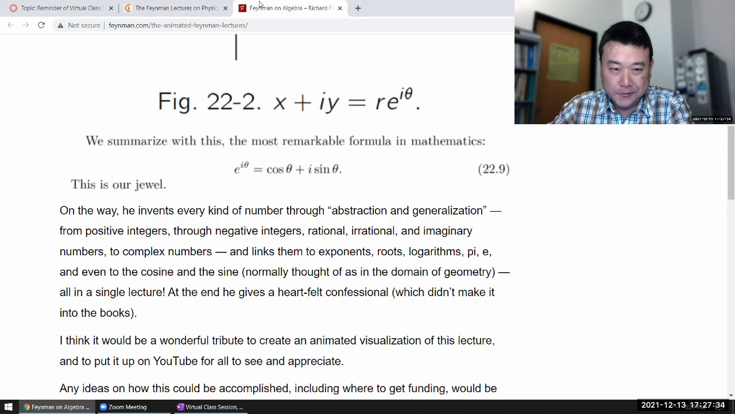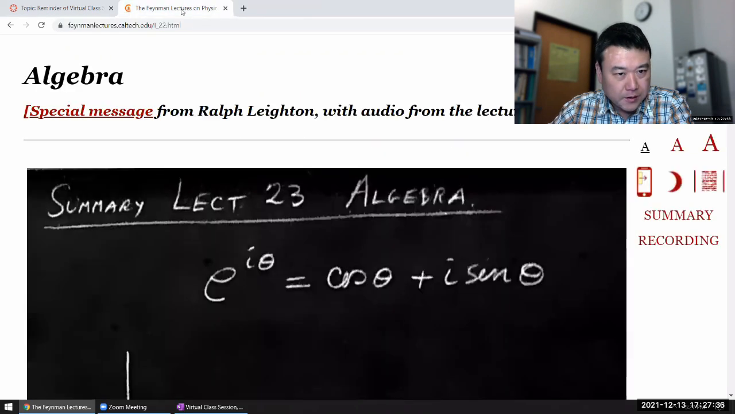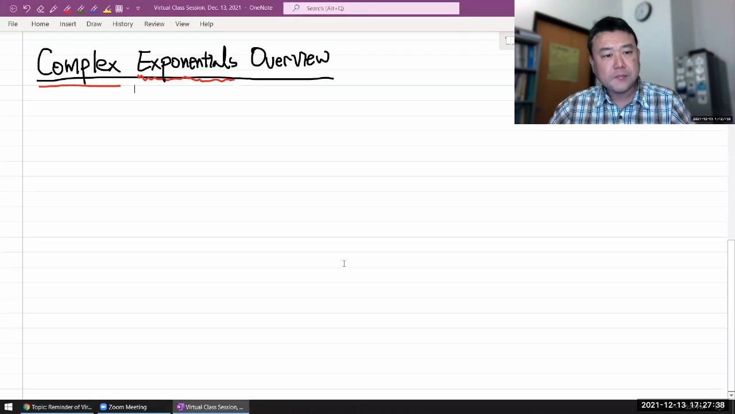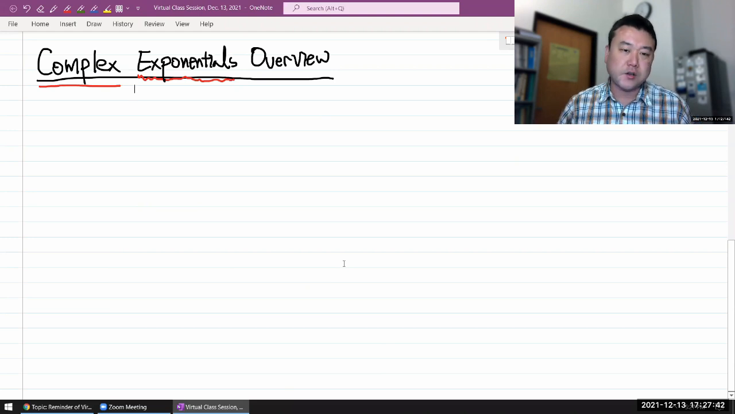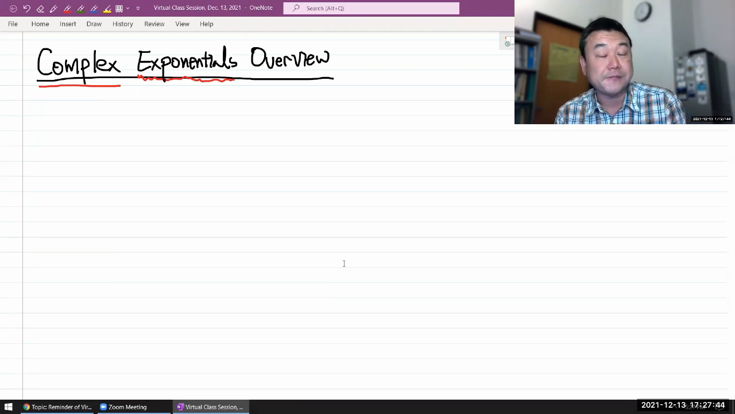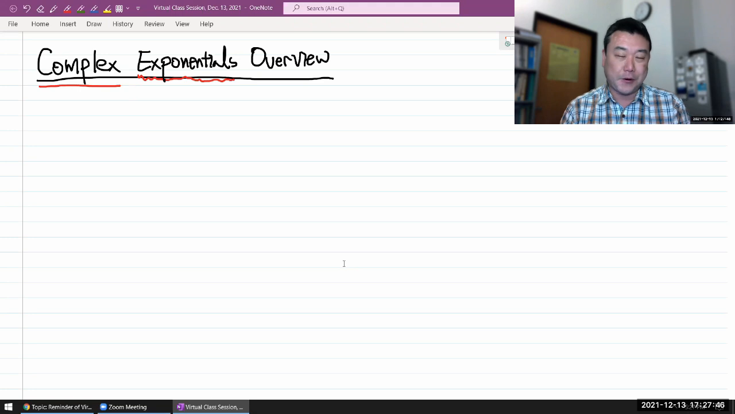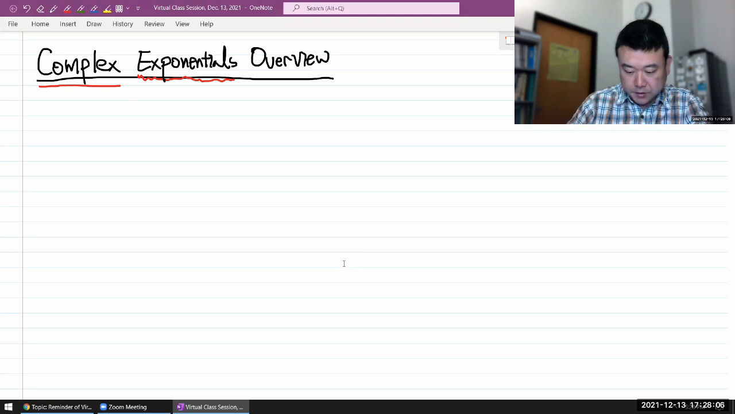So what I hope to do in the next 10 minutes or so is not a replication of what you see in the Feynman Lectures. For that, I will leave it up to you to read the Feynman Lectures. What I want to give you here is a practical application and overview. So we should start out with an overview of complex numbers.